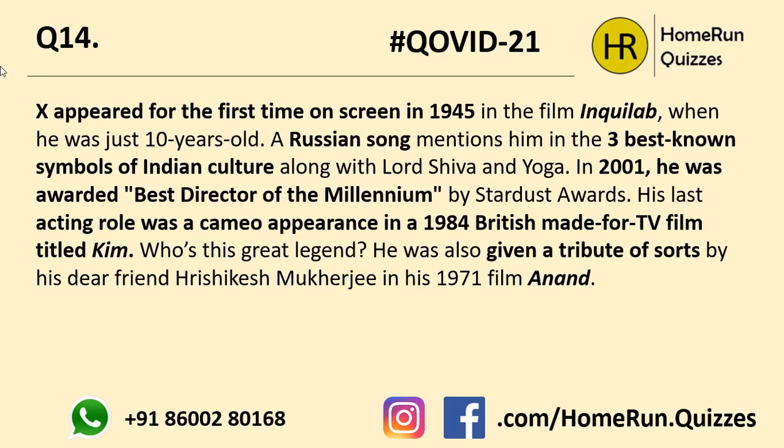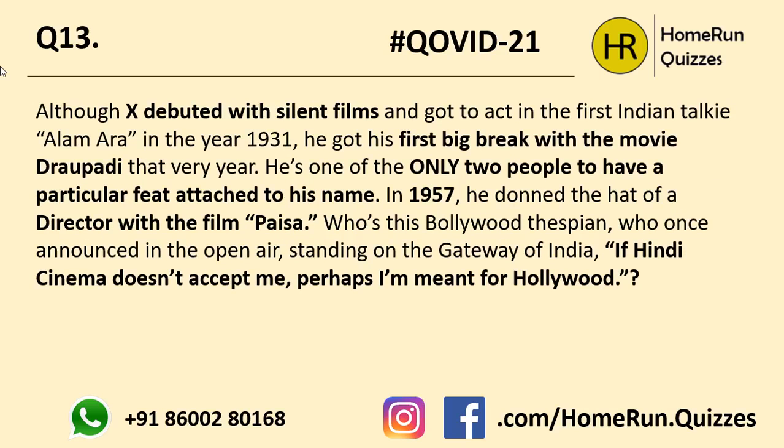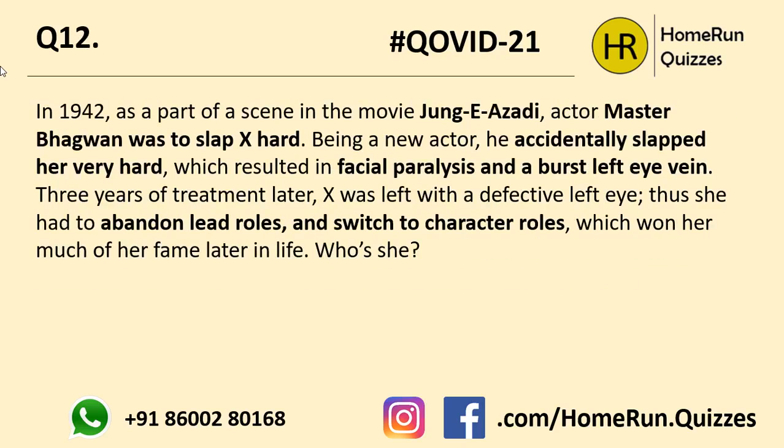Going back, the 14th was this. He started with Inqilab and last being a British TV film called Kim. The 13th was the director of the 1957 film Paisa, and he debuted with silent films. He acted in Alamara. He got a big break in the movie Draupadi. He even claimed that if not doing good in Hindi cinema, he is perhaps meant for Hollywood.